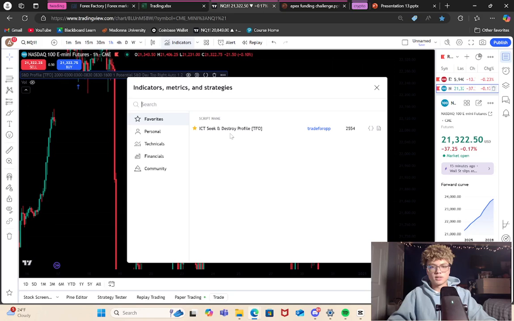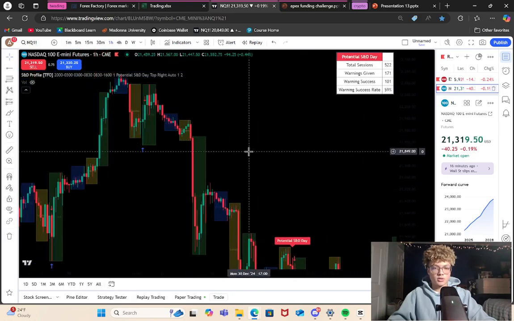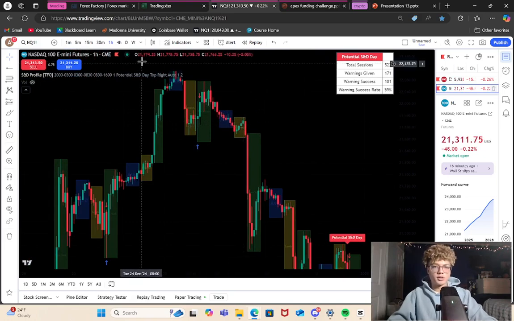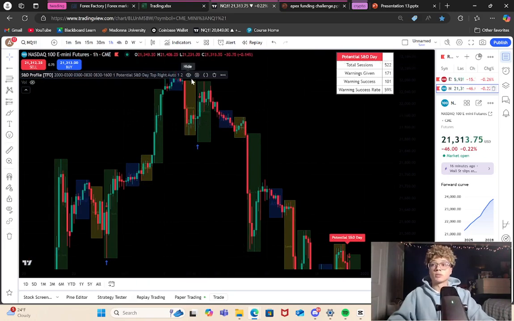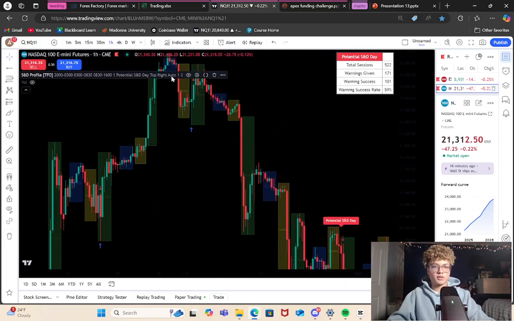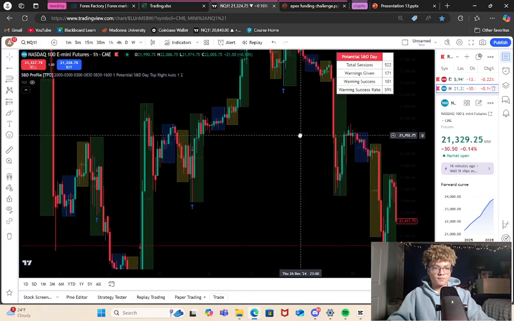This is called the ICT Seek and Destroy profile. I don't use it for the Seek and Destroy method. It's just really easy to see the sessions, right? I can just highlight these sessions and it shows everything: London session, Asia session, New York session. It's already highlighted. Super easy to use. I've been using this for months and months. Again, I don't use it for this stuff over here. I literally just use it to highlight the sessions. It makes it super easy. But we're gonna move in to these liquidity sweeps.